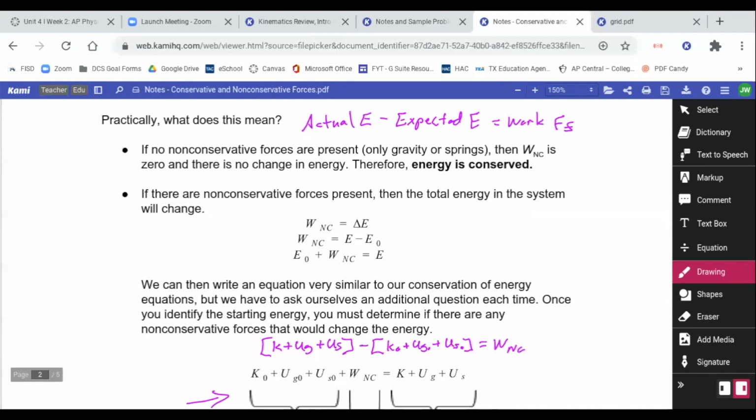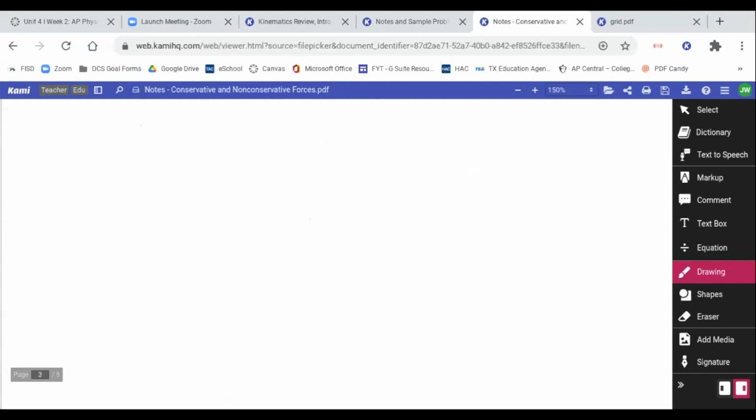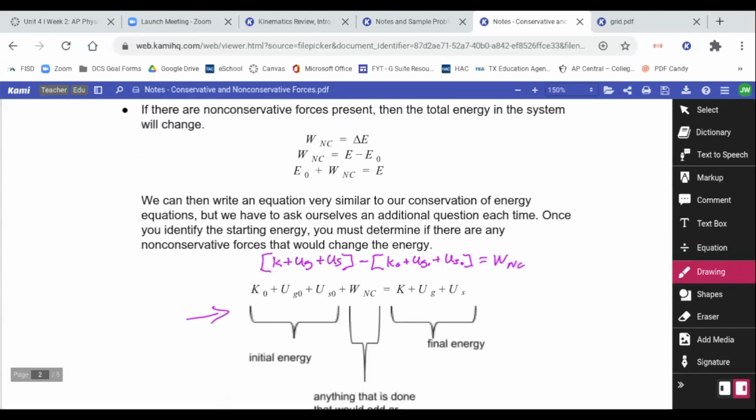Okay. All right, let's see what else this shows us. Let's see if there's anything important. Nope. So Watley, yeah, what's up? With that formula, can we take that initial energy and final energy as a change in energy formula? Yes. Okay.